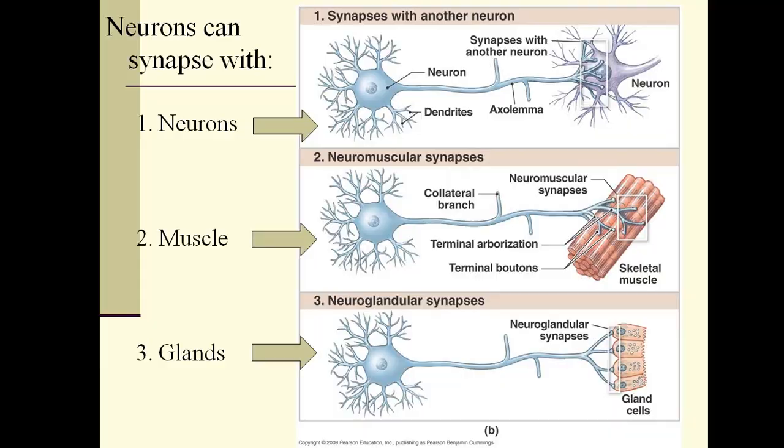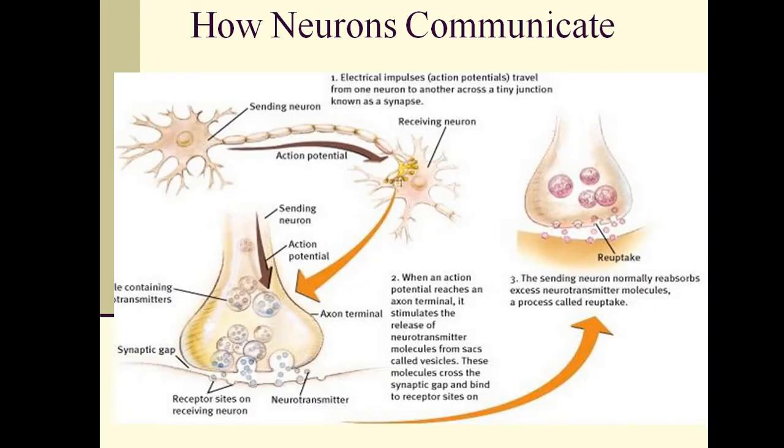Basic information about the nerve cell. This would be a better picture. In this, you can see the electrical impulses which travel from one neuron to another across a tiny junction called the synapse. The action potential reaches the end and there is a release of neurotransmitter molecules from sacs called vesicles. These molecules cross the synaptic gap and bind to receptor sites. As a result, the sending neuron normally reabsorbs the excess neurotransmitter molecules. That is reuptake of the neurotransmitters.